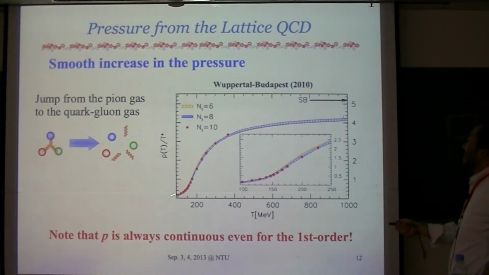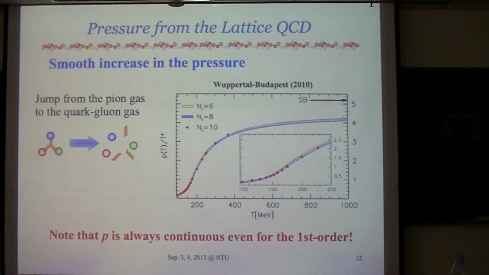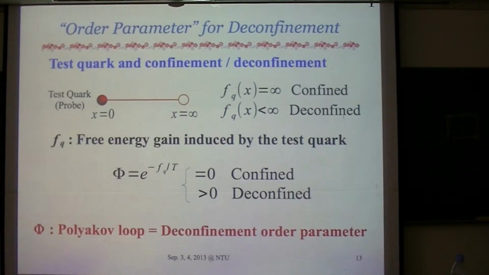But anyway, in this case, what happens is a crossover, not a phase transition. So in reality, the smooth crossover is the answer. And so the question is how to understand that. And definitely, this bag model description is insufficient. So how to understand that? And for that purpose, of course, we have to look at the order parameter for deconfinement. Then, what is the order parameter for deconfinement?